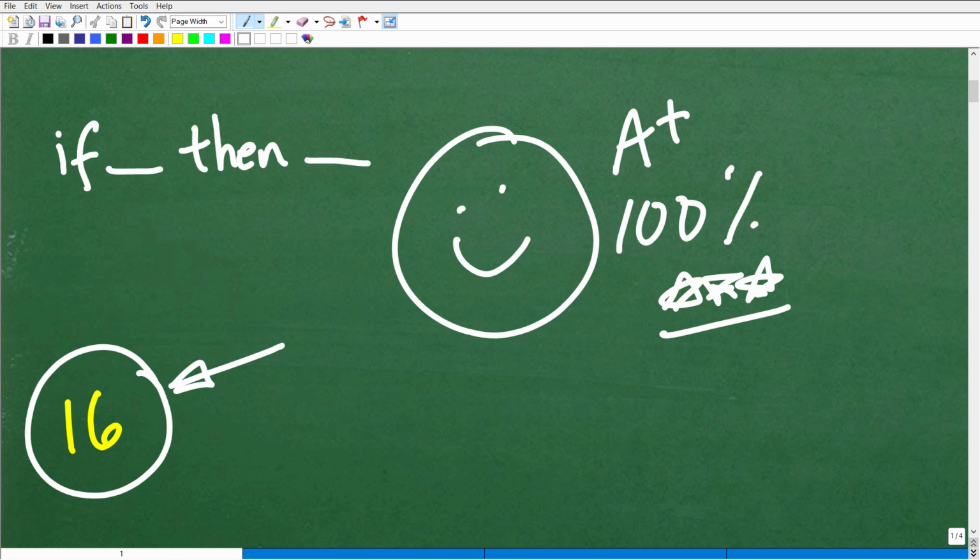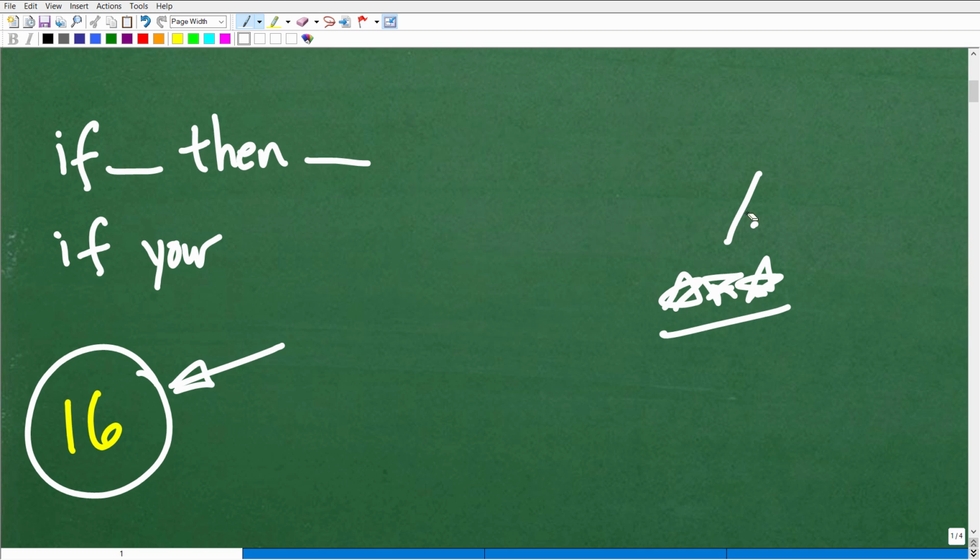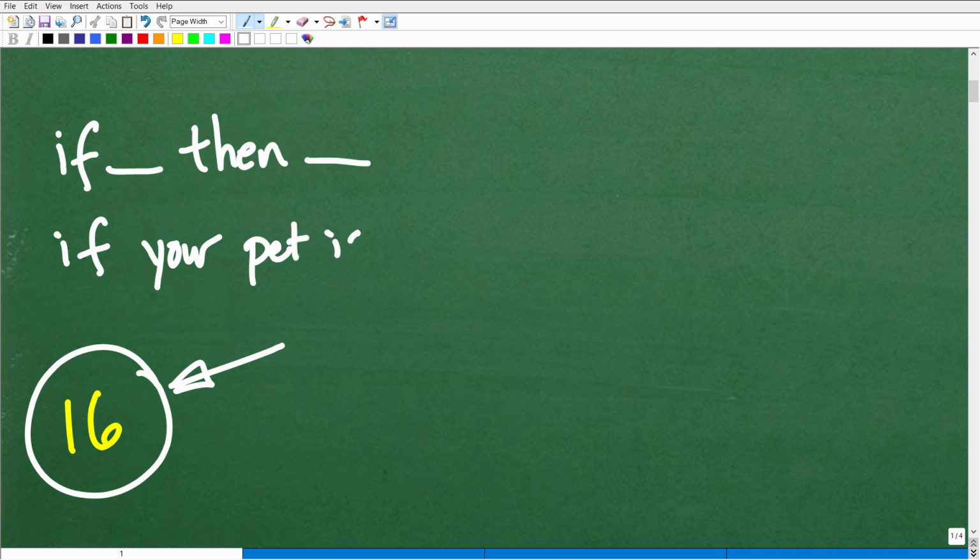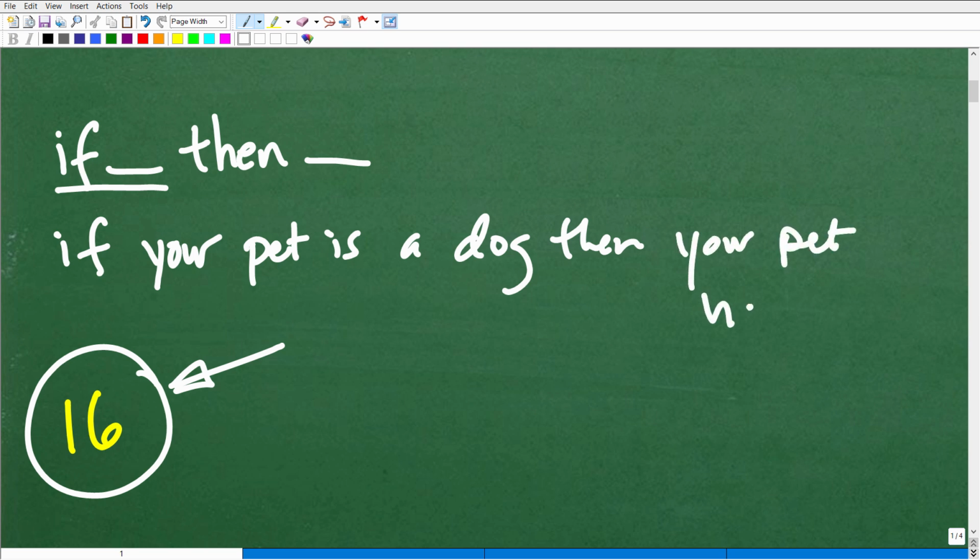Okay, this is a conditional. Let's do some basic example here. If your pet is a dog, then we can make a conclusion. This if is our hypothesis, and then we have a conclusion. So if your pet is a dog, then your pet has four legs, or should have four legs. You get the idea.